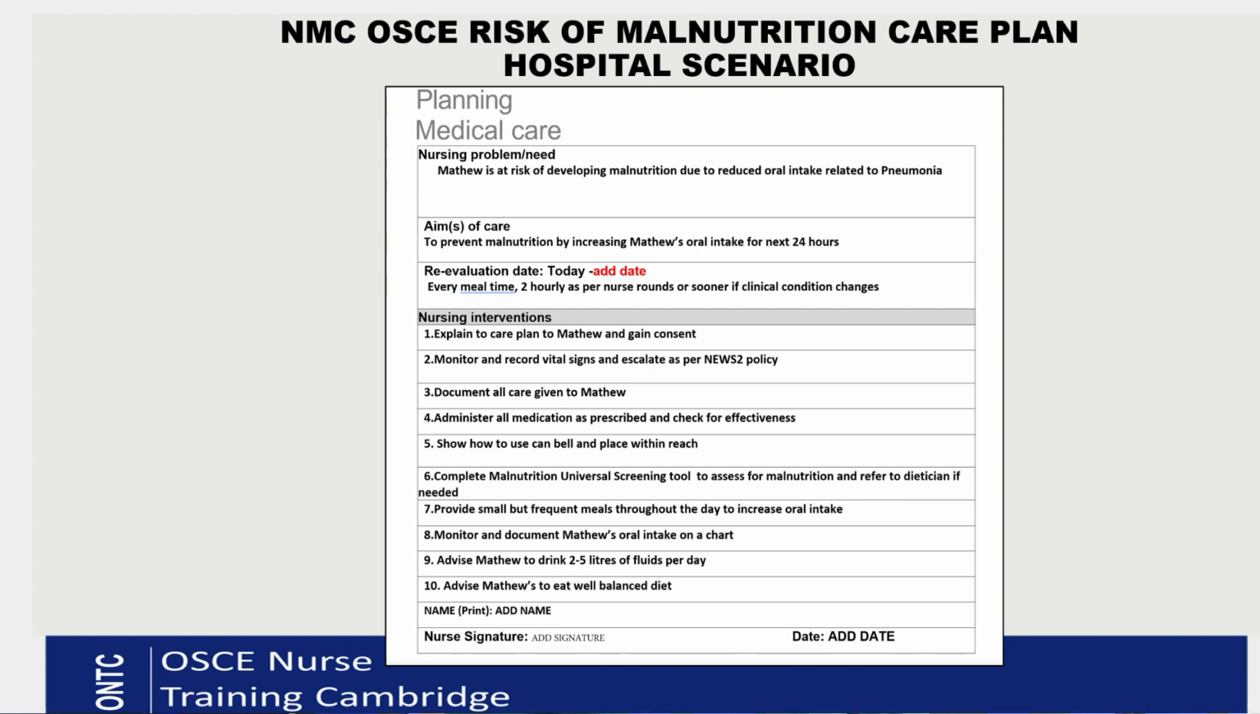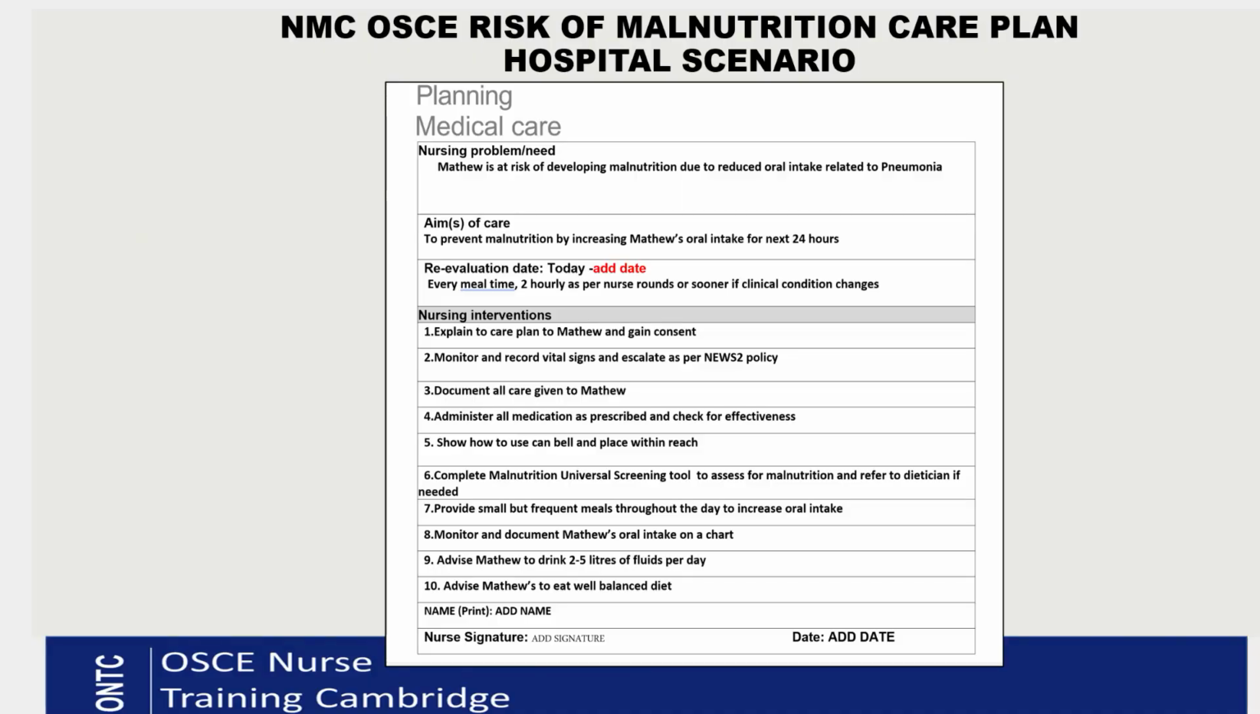So re-evaluation should be at every meal time, comma, every 2 hours as per nurse rounds, because that's just standard in an NHS hospital, or sooner if his clinical condition changes. So that's what we're going to write in our re-evaluation box. So write the date today, which is your exam date, and then we will say, at every meal time, because I do need to go and check how much he's eaten, comma, every 2 hours as per nurse rounds, or sooner if his clinical condition changes.